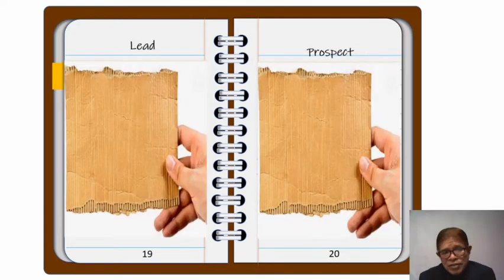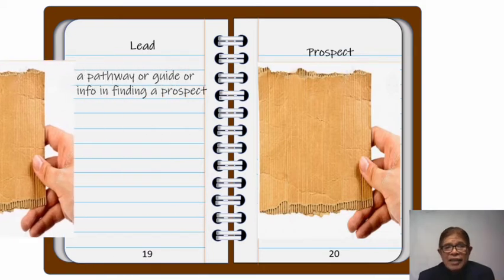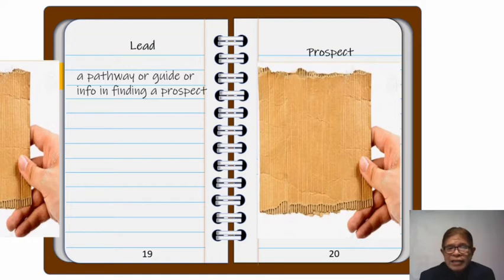What is the difference between lead and prospect? Lead is a pathway or guide or information in finding a prospect. For example, if you receive inquiry in response to your ads, you got his name, contact number, email address, he is a lead. Or somebody refers to you someone who can be your buyer. He is providing the name and contact number. The person he referred is your lead.